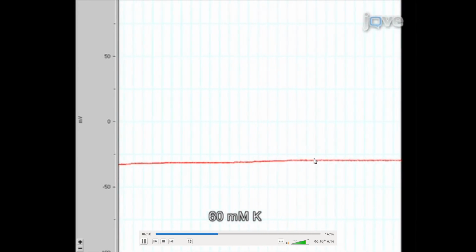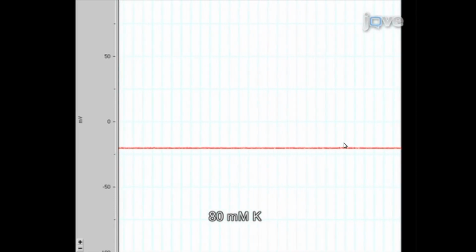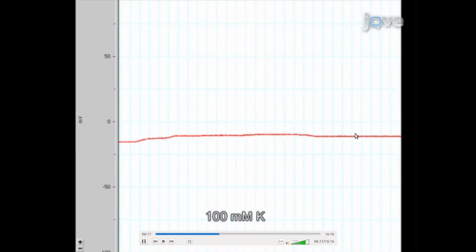This is the 60. It's going to go up again. 80. It's going to go up even higher. And 100. It's going to go up even higher.